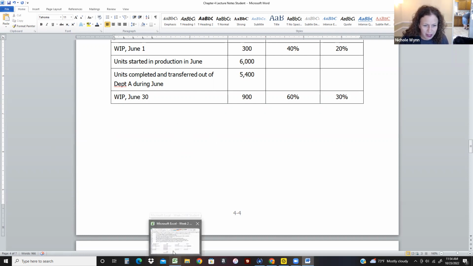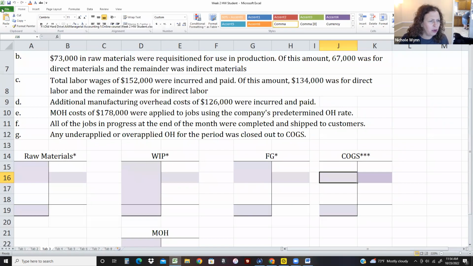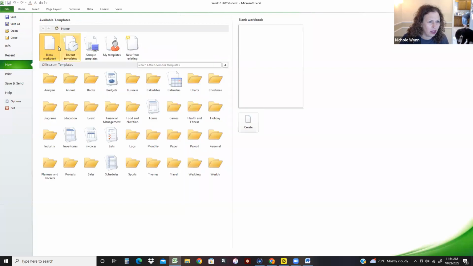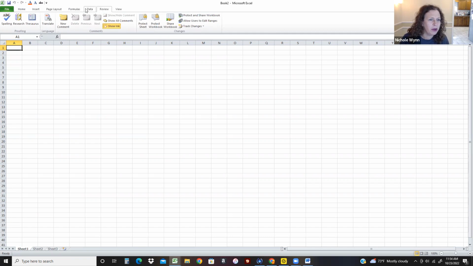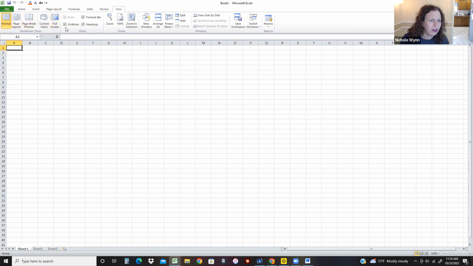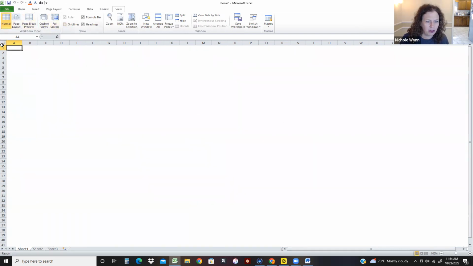So let's go ahead. I'm just going to go to a blank Excel document. And first, let's see, remove the grid lines so that it's just a nice blank sheet of paper. Okay, so this is what we have.